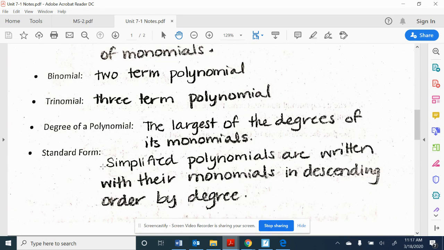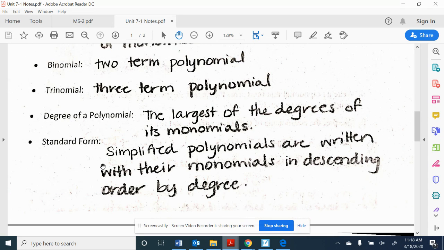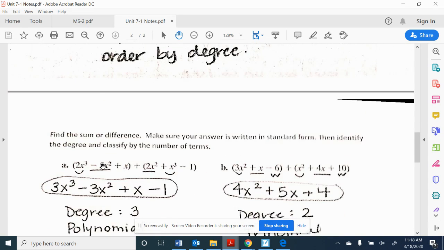And standard form means we're going to take a polynomial and rearrange the terms, rearrange the monomials so that they are in descending order by degree. So we want the terms with the highest degree in the beginning and the lowest degree at the end. Okay, so let's take a look at some examples.